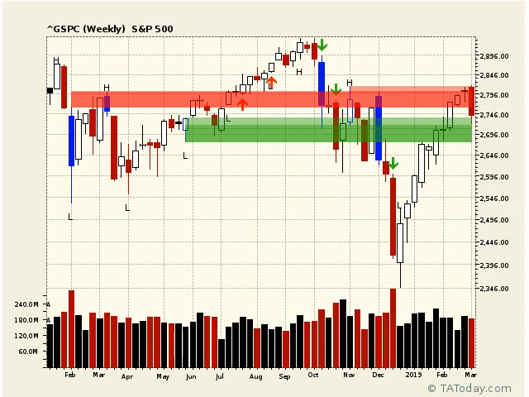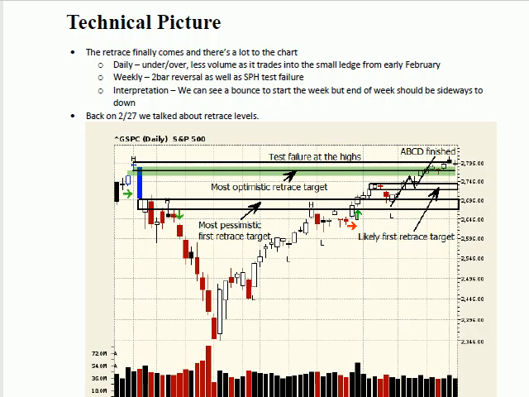Short-term time frame, you actually have a bullish interpretation. And so what that says is that if we look here at the short-term view, what we should see is we should see a bounce that starts by the weekend, but by the end of the week, we probably should be sideways to down, given the longer term interpretation.